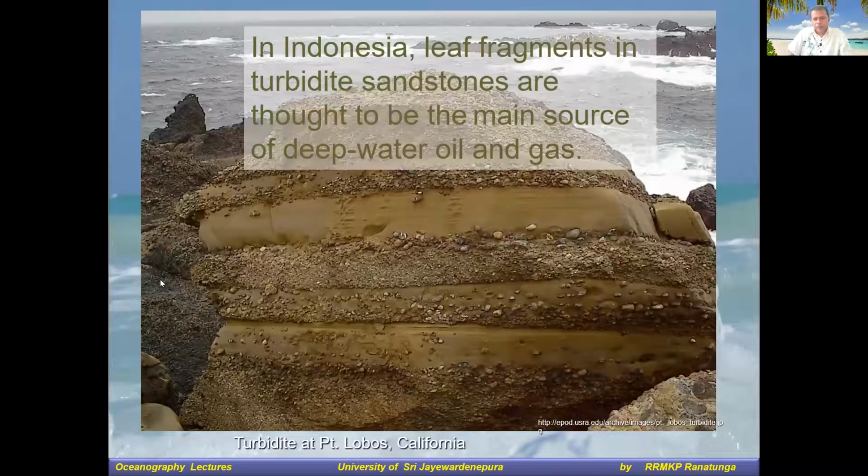And this is an example. This is in Indonesia, and this kind of sediment is called shale, actually. Shale, S-H-A-L-E is shale.